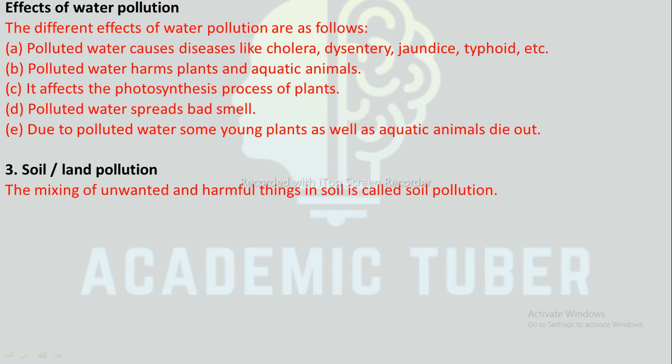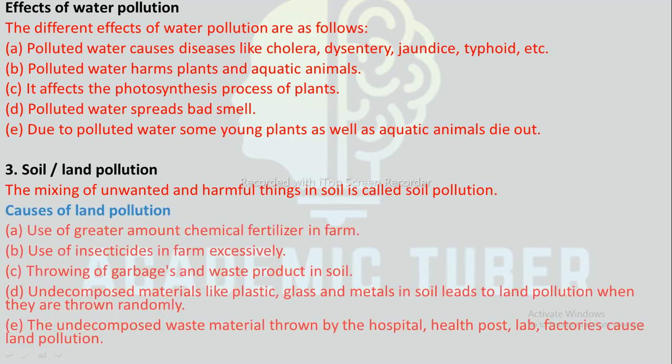They make buildings, roads, parks, playgrounds, etc. on the land. It is used for cultivation. Thus, land is very important for plants and animals, but it is being polluted due to various types of human activities. The mixing of unwanted and harmful things in soil is called soil pollution.